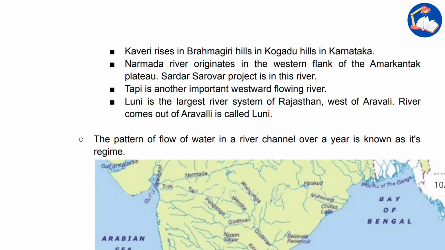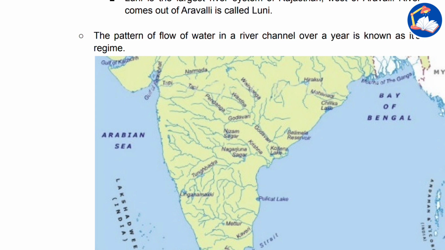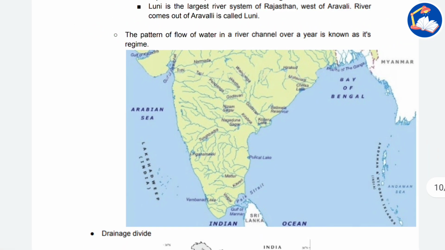Now, Kaveri rises in the Brahmagiri hills in Kodagu in Karnataka. The Narmada River originates in the western flank of the Amarkantak Plateau. The Sardar Sarovar project is on this river. Tapi is another important westward flowing river. Luni is the largest river system of Rajasthan. West of Aravali, the river that comes out of Aravali is called Luni. So this is the image of the Peninsular river system.